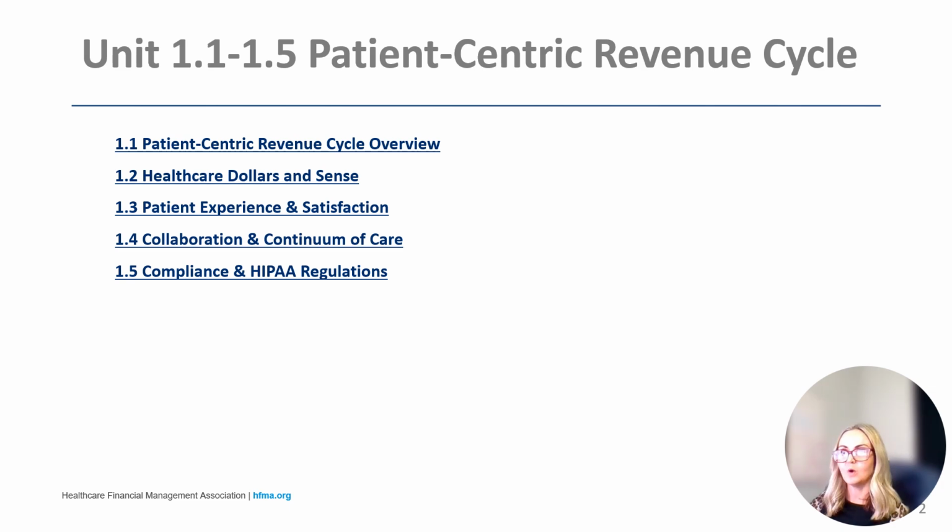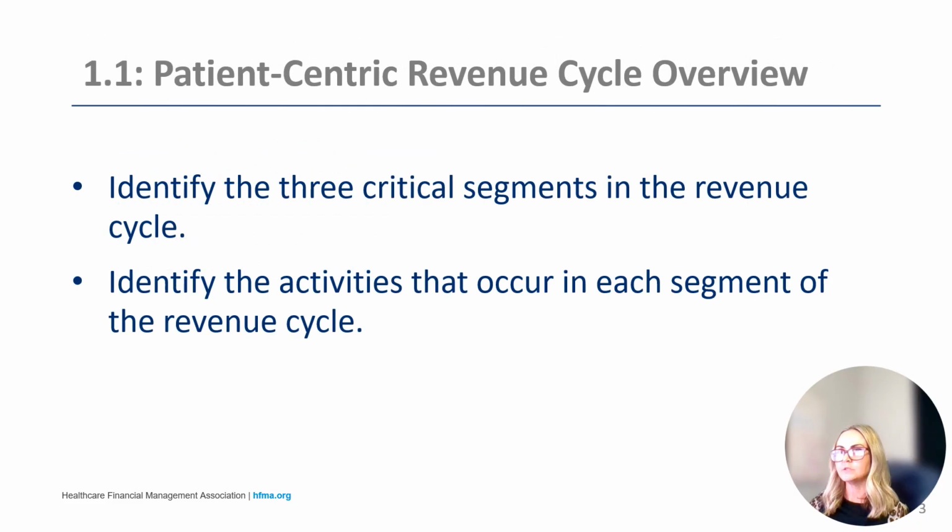Units 1.1 through 1.5 cover the patient-centric revenue cycle, and we will be going in more detail on each one of these sections. The objectives for these sections are: number one is the patient-centric revenue cycle overview, then healthcare dollars and cents, patient experience and satisfaction, collaboration and continuum of care, and then compliance and HIPAA regulations. So let's go ahead and get started with section 1.1.